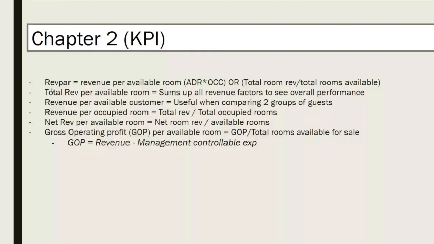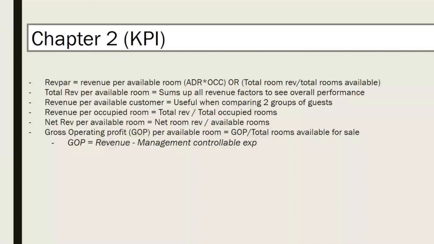So RevPAR, known as revenue per available room, there are two ways to calculate it. You can either multiply ADR times the occupancy percentage, or you can take the total room revenue and divide it by the total rooms available for sale. That is not just occupied rooms, I would just like to highlight that. It's how many rooms you have available for sale. So things that are, for example, out of order don't count because you can't sell that room, right?